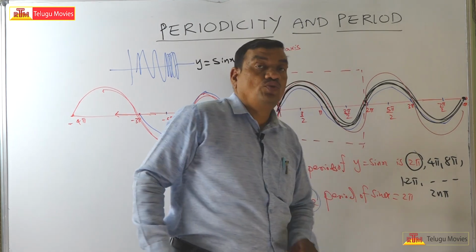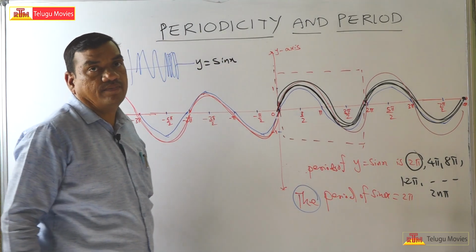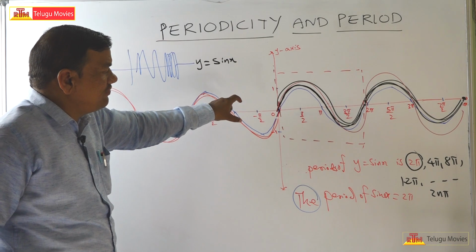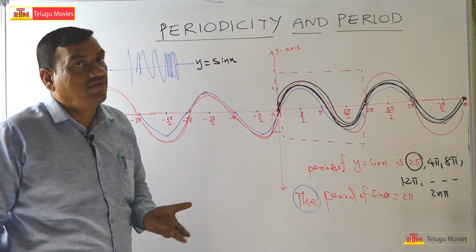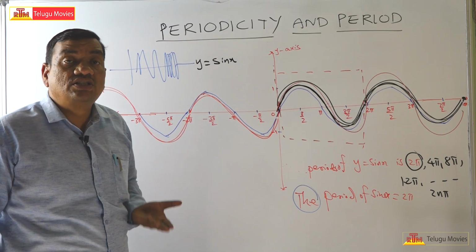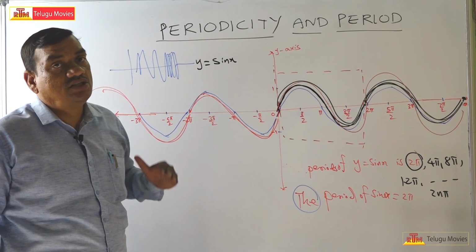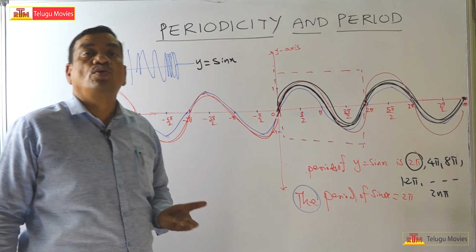The period means 2 pi, the smallest interval we have to take. For this sine function, we got 2 pi. For other functions, we will get another interval. There are certain functions in which there is no periodicity. Since there is no periodicity, there is no period.